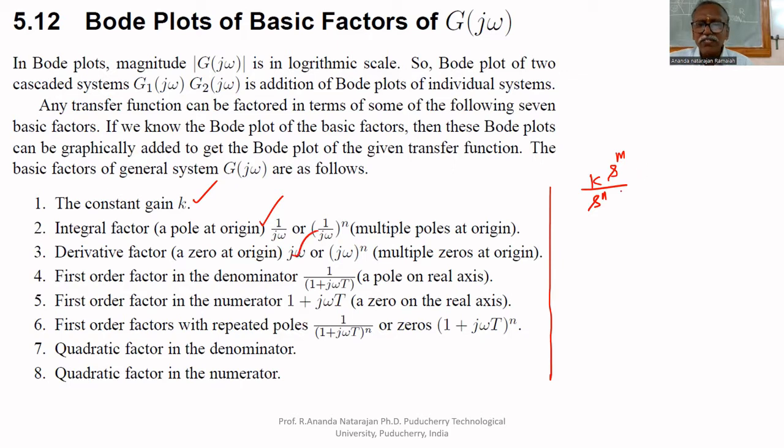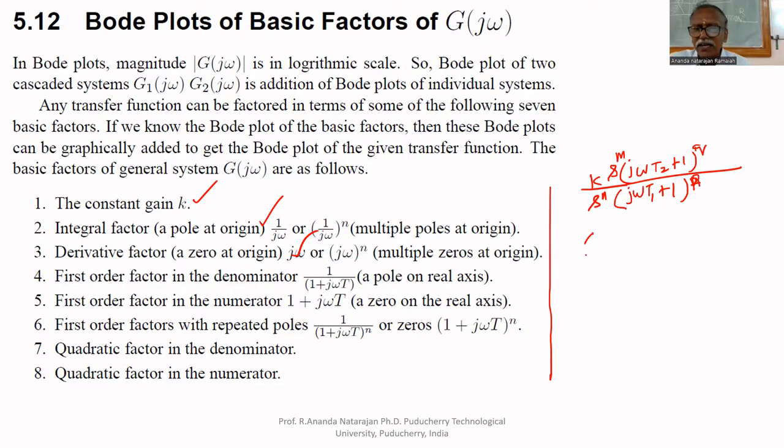Then any first order factor in the denominator, j omega T plus 1. Similarly, a first order factor in the numerator. For that, what is the plot? Apart from that, there may be multiple repeated poles, p repeated poles and q repeated zeros, like that. For that, we have to see.